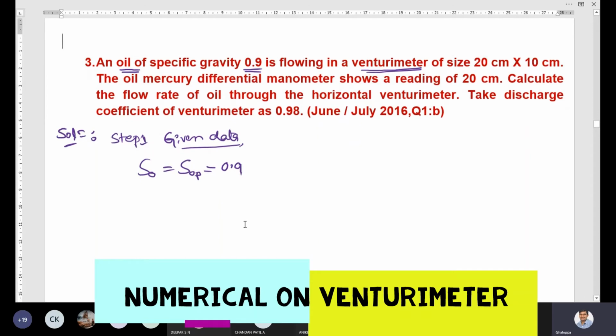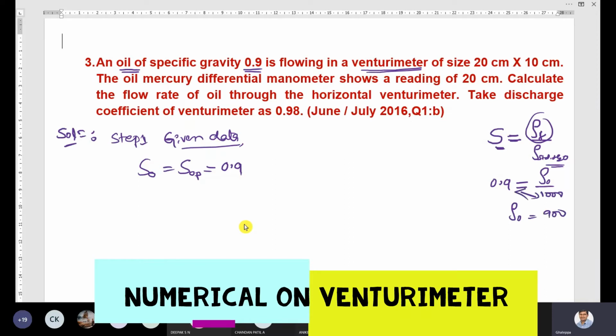So how to calculate the density using specific gravity? The specific gravity formula is equal to the density of the fluid, it may be oil, anything, divided by the density of the standard fluid, that is water. He has given specific gravity is 0.9, which is equal to the density of the fluid, which I need to calculate, divided by the density of water, 1000. So the density of the oil is 1000 into 0.9, you will get 900. So I will directly multiply here. Density of the oil is 900 kg per meter cube.